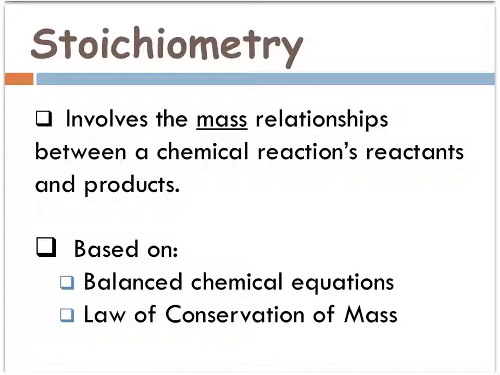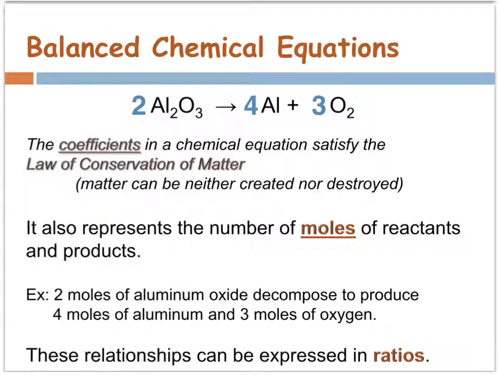In order to successfully complete stoichiometry problems, you have to start with a balanced chemical equation. This follows the law of conservation of mass. In this example of a balanced chemical equation of the decomposition of aluminum oxide, the coefficients represent the number of moles of each. These are used for the comparisons.